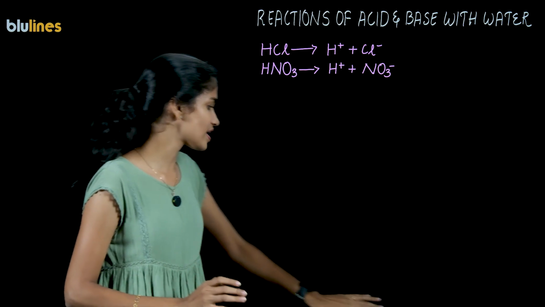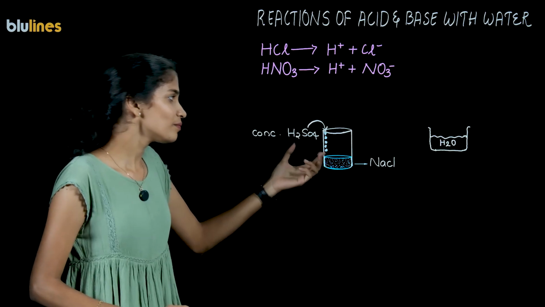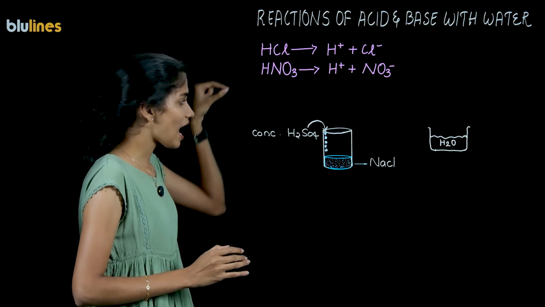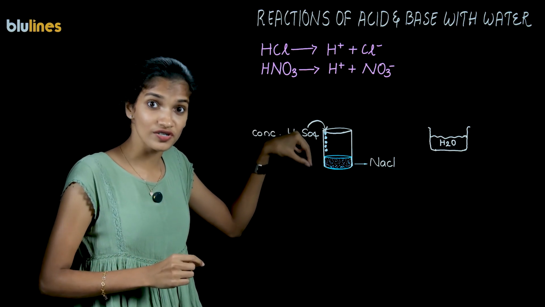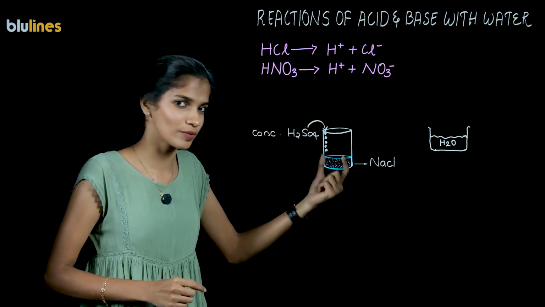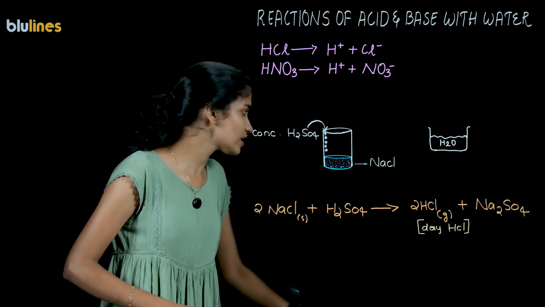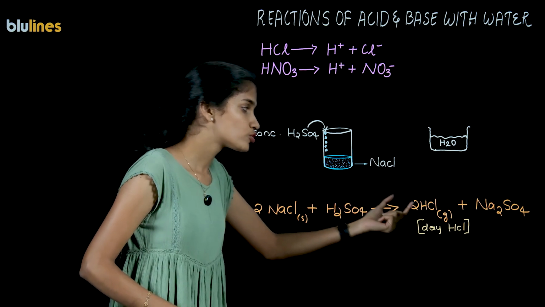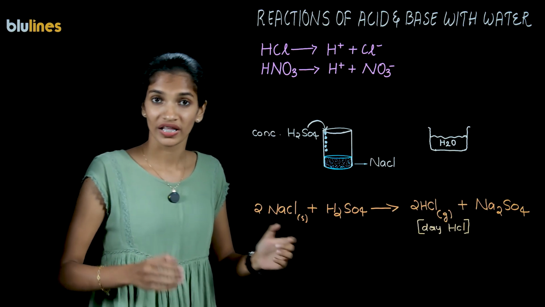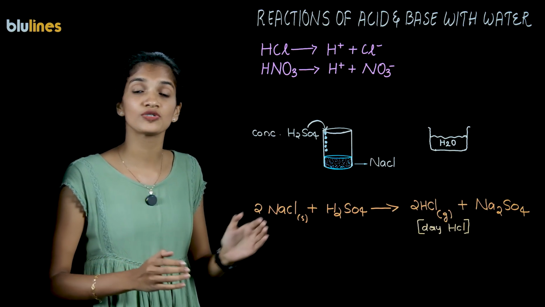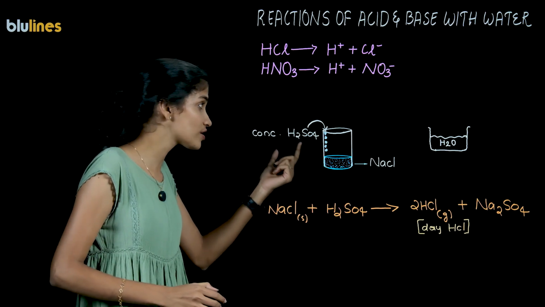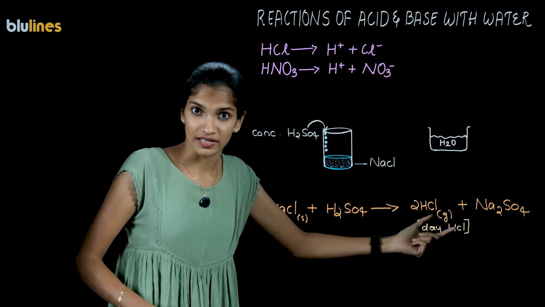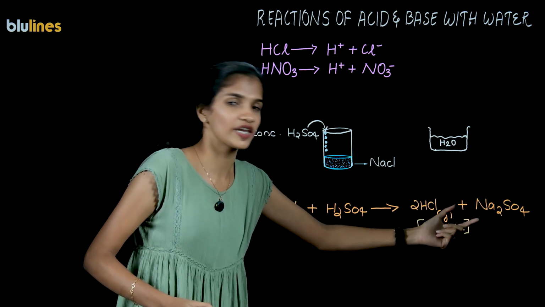So let's learn the same thing with an experiment. Here I am taking sodium chloride crystals in a test tube and I added some drops of concentrated sulfuric acid onto these sodium chloride crystals. The reaction in this experiment is 2 NaCl + H2SO4 gives 2 HCl + Na2SO4. That is, as a result of the reaction between sodium chloride and concentrated H2SO4, we are getting dry hydrochloric acid in the gaseous state along with Na2SO4.